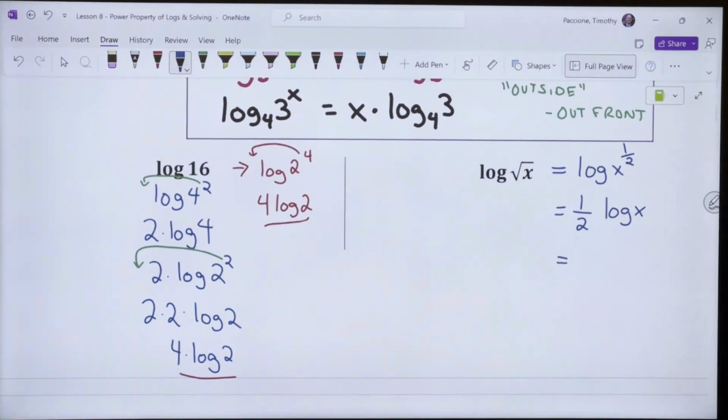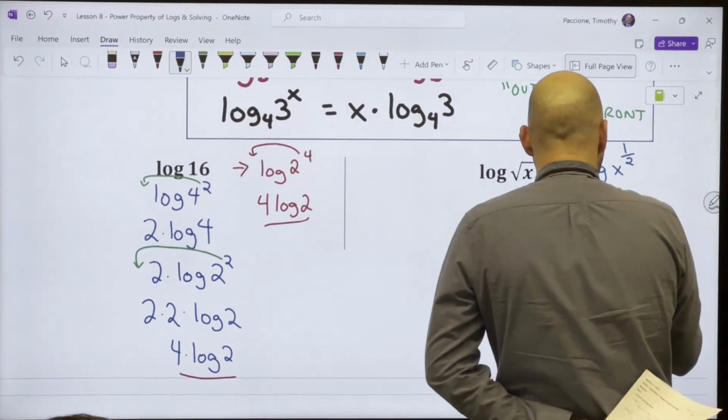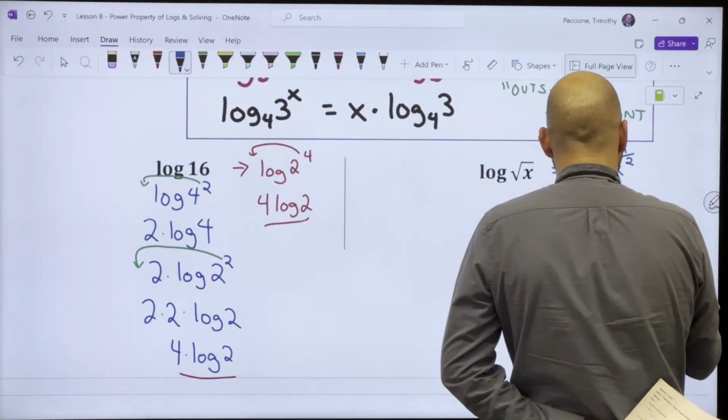Any other way I could express that? Anybody? 0.5. No, because it's out front now. Yeah, log x over 2. Exactly. You might see log of x over 2.